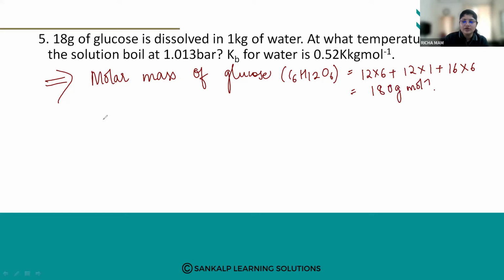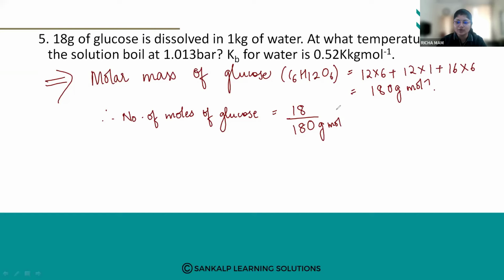Now, first you have to calculate the number of moles of glucose. How do you calculate the number of moles of glucose? Given weight upon the molecular weight. So given weight is 18 gram upon molecular weight is 180 grams per mole. Gram cancels, then 18 by 180, so this will be 0.1 mole. Okay, so this is the answer.